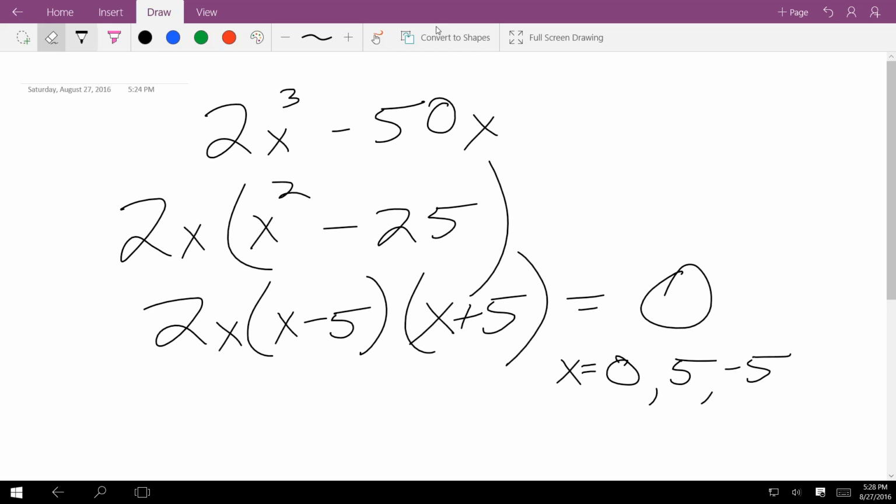But again, what we're looking at is 3 things multiplied together equaling 0. The only way that's possible is if one of these 3 things is 0. So your solution is always to set each one of them equal to 0 and solve it. Okay?